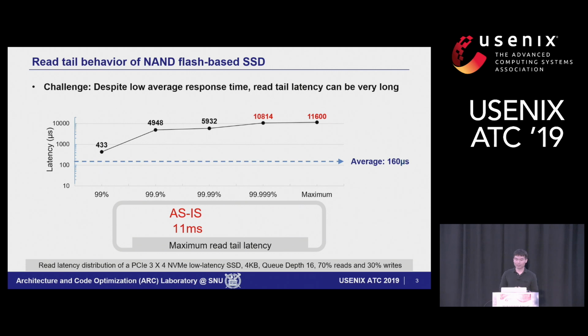The figure demonstrates this issue with a real low latency SSD. The x-axis represents the percentile of read requests, and the y-axis represents the latency on a log scale. The low latency SSD using a low latency NAND and controller shows very low average read latency, which is 160 microseconds. Yet, its tail latency at the 5-nines percentile and over is very high. In this paper, our read tail latency goal is sub 200 microseconds, which is competitive with emerging NVM-based SSDs.